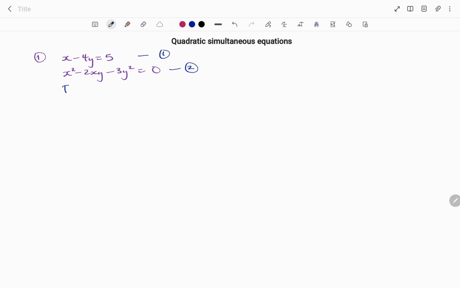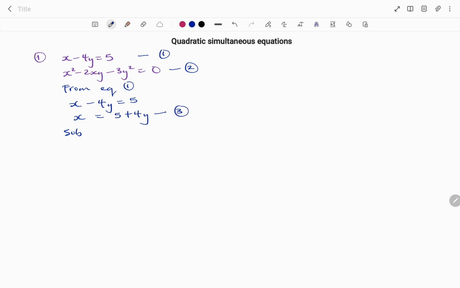From equation 1, I'm going to make x the subject of formula. I have x minus 4y equals 5. Making x the subject of formula, I'm going to move all the other terms to the other side. So that will be 5 plus 4y. This is now my new equation 3.